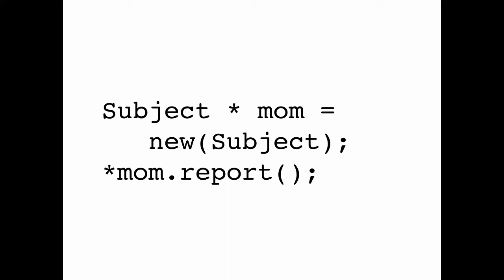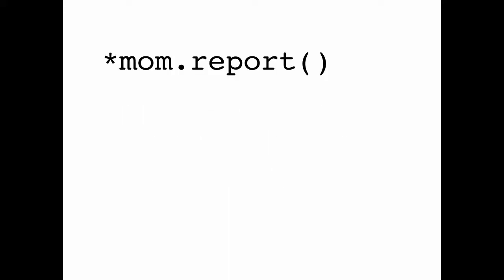So we say subject star mom, which means mom is going to hold an address of a subject, is equal to a new subject. So what does new subject do? Creates a new subject. What is the name of the subject? Doesn't have a name. All it has is an address. How do we find the subject? If we want to get to it, we dereference mom. So we can do something like star mom.report. Does that look a little bit confusing to you? Yes, it does. So let's look at that in detail.